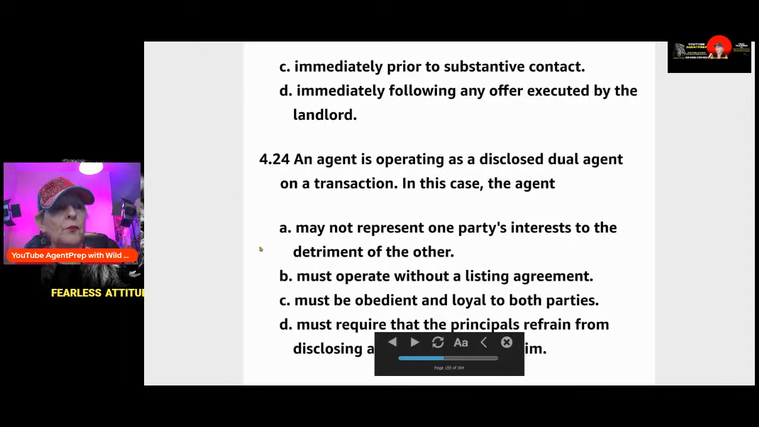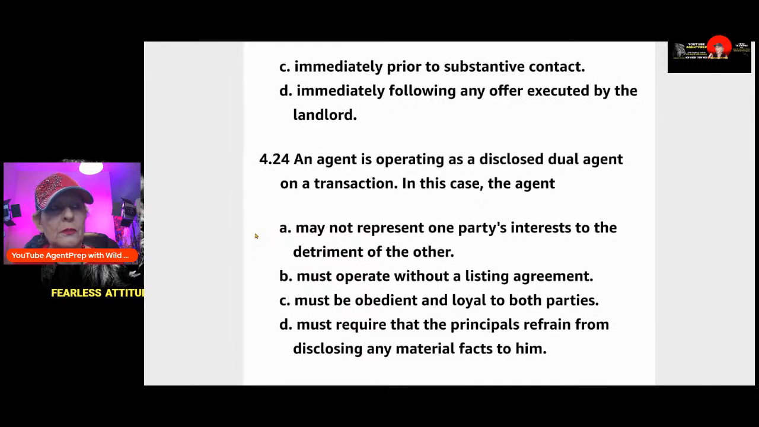Well, because what they cannot do, the agent cannot represent. Okay, we do obedient and loyal to both parties. We do have a listing agreement. We don't operate with a listing without a listing agreement or without a buyer's rep. And we're loyal to our client, but not necessarily totally obedient, right? Because what if the buyer or the seller tell us to do like in that other question?